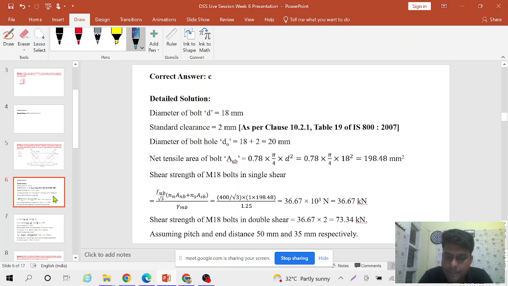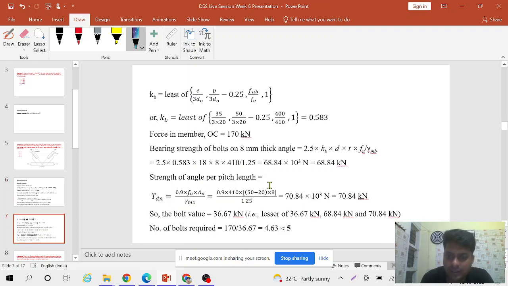It is 76.49. No. What is the value of fu you have taken? 410. And the value of gamma mb? Gamma mb is 1.25. Let me see, 2.5 kb dt. d you have taken 20 or 18? d is 18. Oh, sorry, sir, I had taken it as 20. Okay, please rectify that and then calculate again.